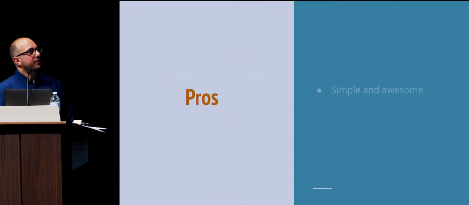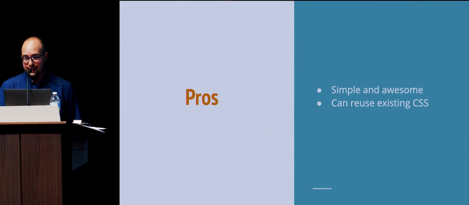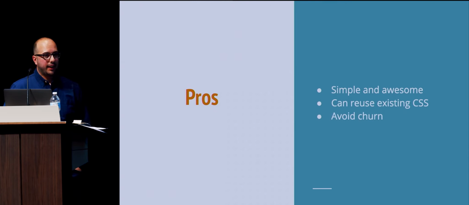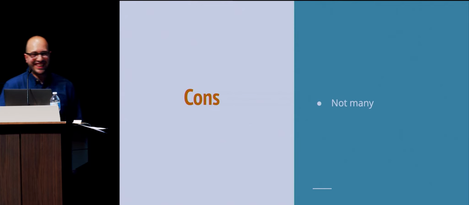And so some pros about this approach are that it's simple and awesome. Sass has been around for a long time, and it's pretty awesome. And you can also reuse a lot. There's a lot of existing code that uses Sass, and you can reuse all that too. And people who have used Sass until now have avoided a lot of churn in the CSS world. It's probably been a good choice. And some cons? Not many. Sass is actually a pretty good choice.